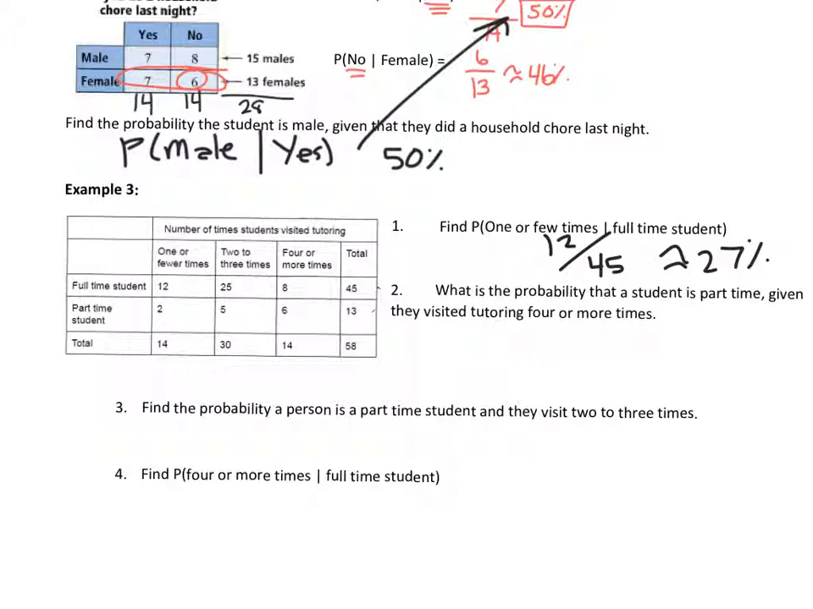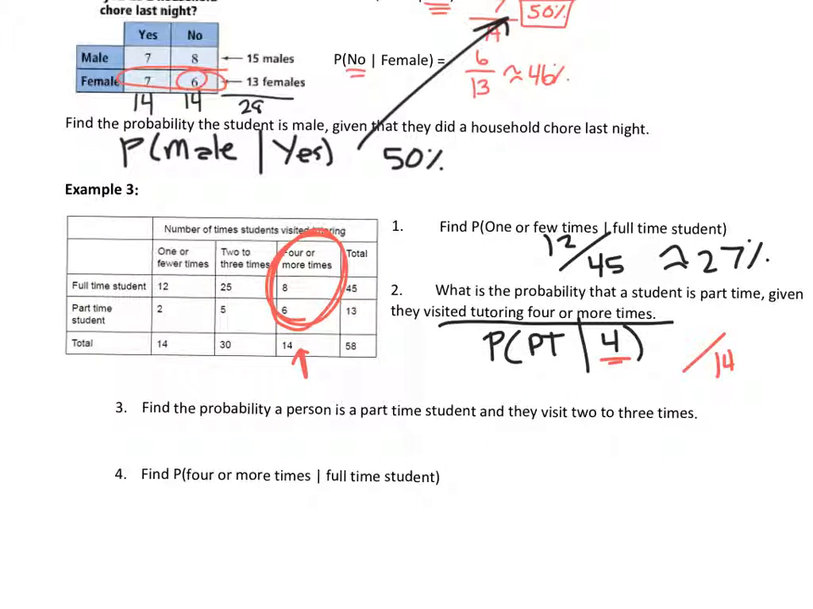The second one: what is the probability that a student is part-time? I'll write it like this: probability part-time given they visited tutoring 4 or more times. I'm going to put my denominator as the 4 or more times, which is 14. My numerator is, of these 14 people, how many were part-time? That's 6. So 6 divided by 14 is about 43%.